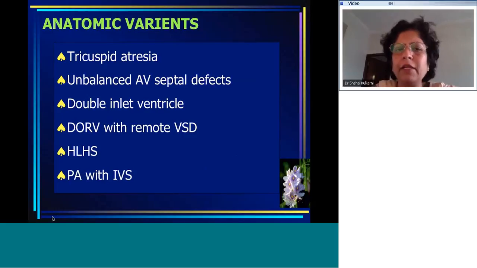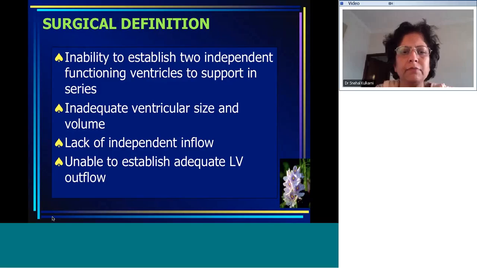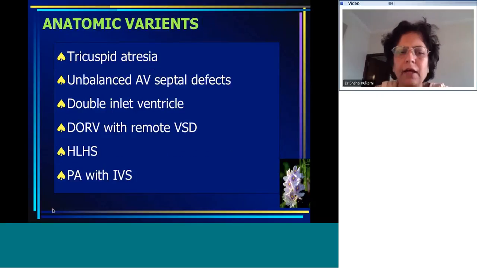So which are the anatomical variants? These were the surgical variants. The anatomic variants include classic tricuspid atresia or mitral atresia. As we said in the previous slide, we have a lack of independent inflow. That comes either in tricuspid atresia or mitral atresia, so you have one inflow which is not adequate.